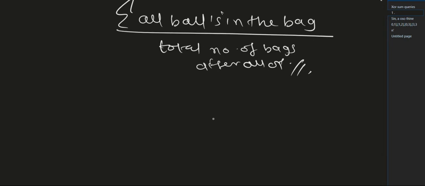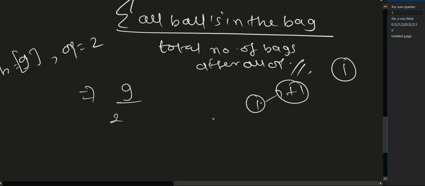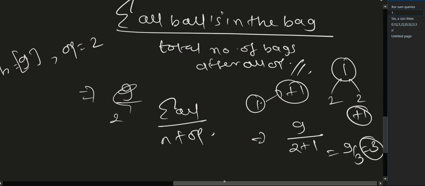This was my formula, but let's check with the test case 9 and 2, where our bag array is 9 and operations is 2. In one operation we are basically adding another bag. Initially we had one bag, we distributed it into 2, so there is just an addition of a bag. So we can write this formula as the summation of all balls upon n plus the number of operations. So it leads to 9 divided by 2 plus the initial size, which was 1, so 9 divided by 3, so the answer turns out to be 3, which is our given output.